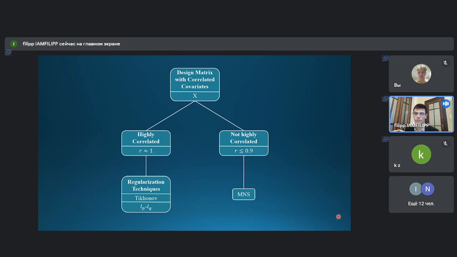That can be summarized and visualized by the following diagram. If we have highly correlated results, approximately 1, we will use regularization techniques. However, with not highly correlated results, we may use MNS.